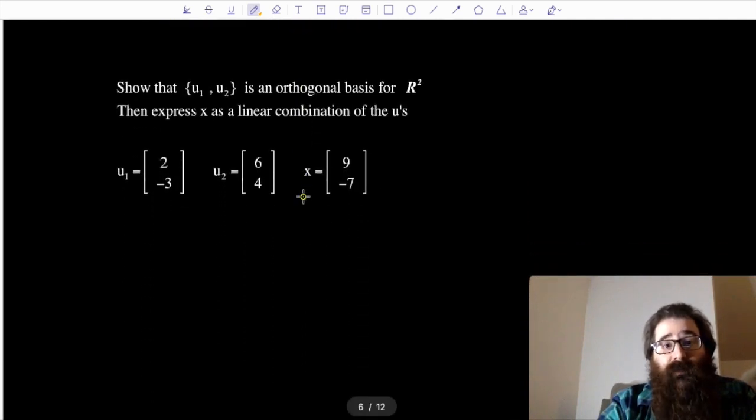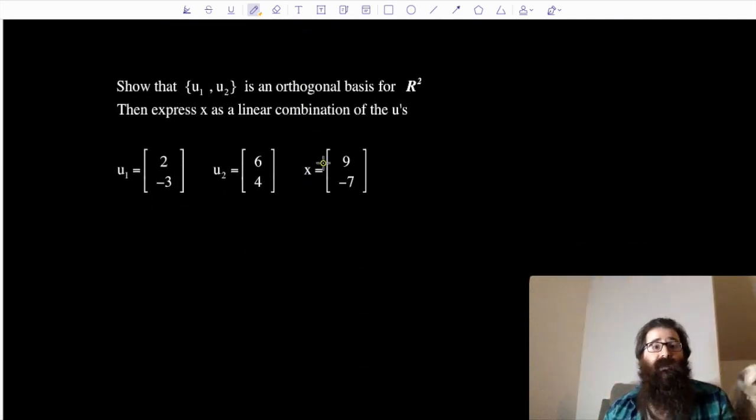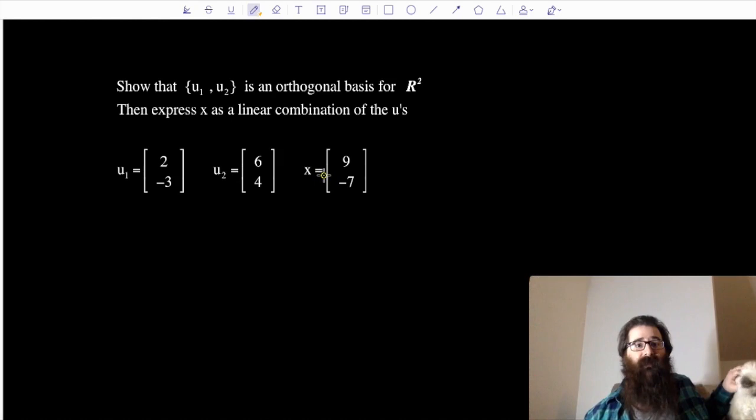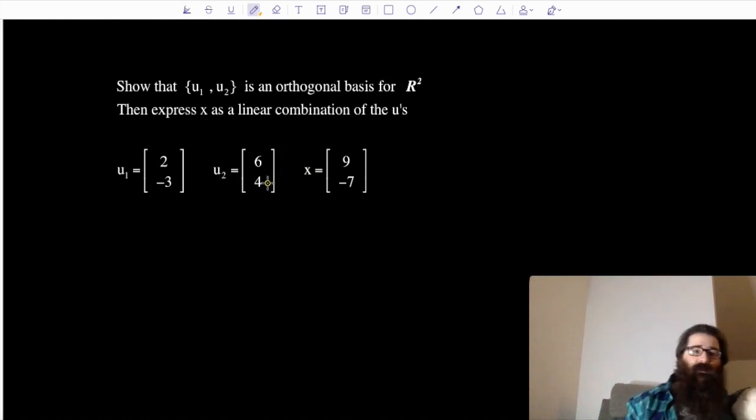And hey, let's put it to the test. So here we're going to show that u sub 1 and u sub 2 build an orthogonal basis for R2, and then I'm going to express the vector x as a linear combination of the vectors u1 and u2, and I have Spumoni here to help me.